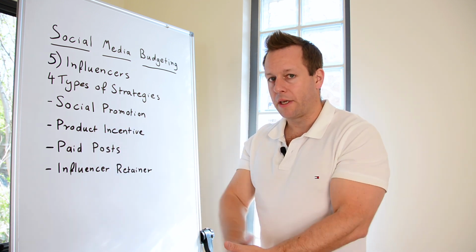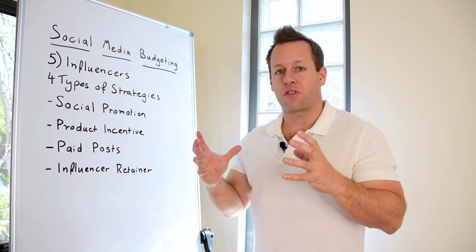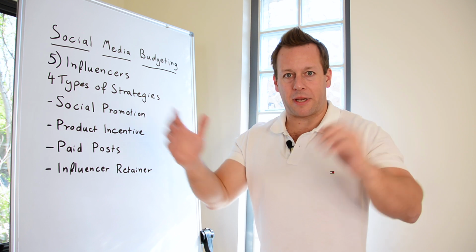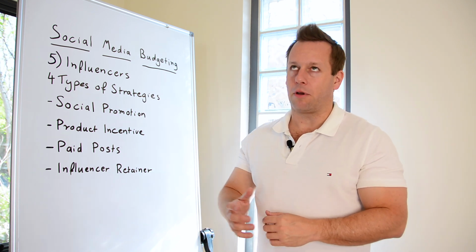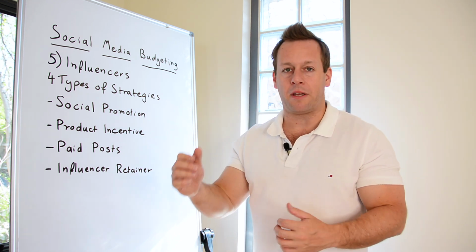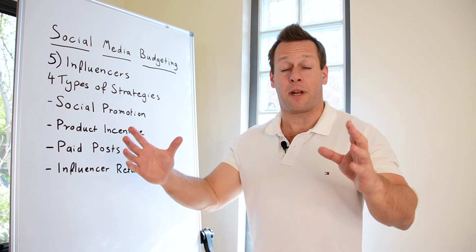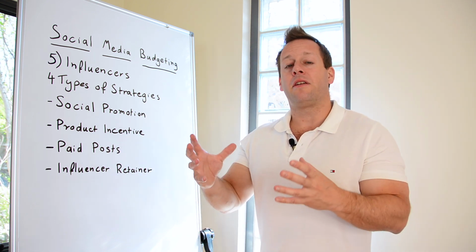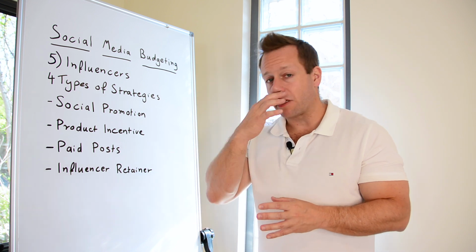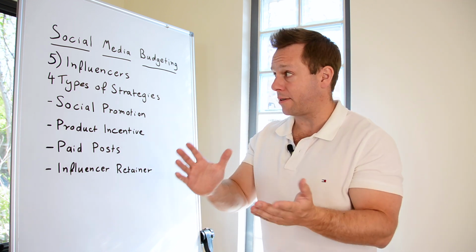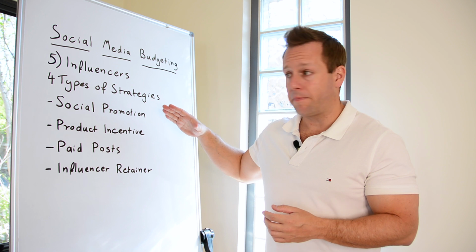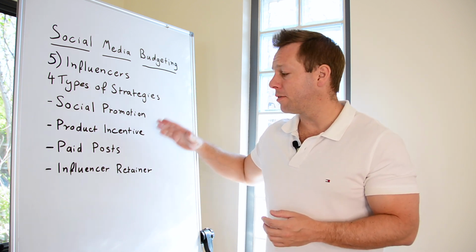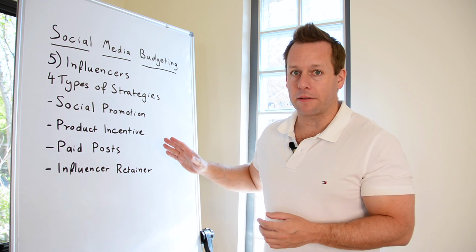Budget aside, there's 4 different types of strategy for engaging your influencers. Everyone wants to be a social media influencer. You will have seen the blog posts left, right and center, and then probably your mate down the road's picked up a camera and he's become an influencer too, right? Well, there's lots around. You need to know how you're going to engage them. So the 4 different strategy types are this: social promotion, product incentive, paid posts, and influencer retainers.